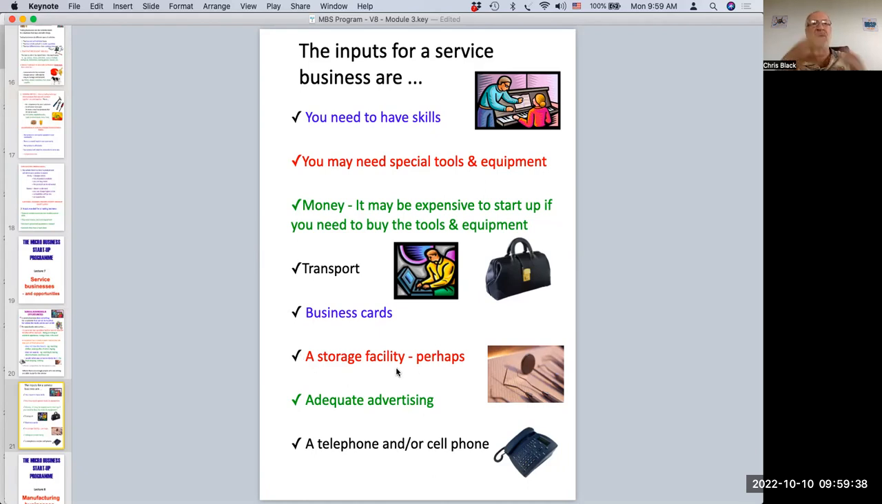Storage facility, perhaps. You may need to store some stuff. Adequate advertising, absolutely key. People have got to know where to find you, and you've got to have some way for them to contact you. So you've got to have something like a cell phone. Okay, so my dear people, this is why service businesses are slightly more difficult to run than a trading business. Trading business, you need hardly any skills. You don't need specialist tools and equipment. You need some money. You don't need business cards, really. You do need a storage facility. You don't have to really advertise that much. And a cell phone would be a nice thing to have. But for a service business, these things are essential.